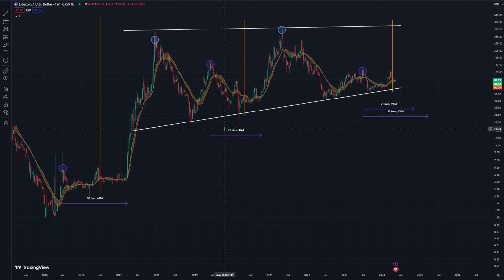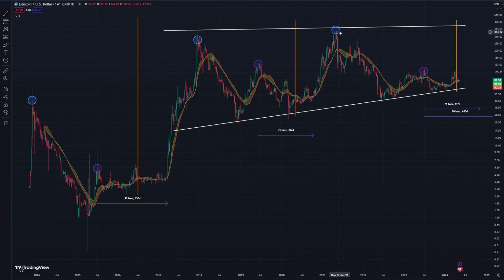But with that out of the way, in this video I basically want to look at Litecoin on its US dollar chart in a very simplified, basic manner. I just want to point out a few things and compare them. The first thing that immediately draws your eye is these circles, and these represent the major and the minor bull run peaks of each cycle.